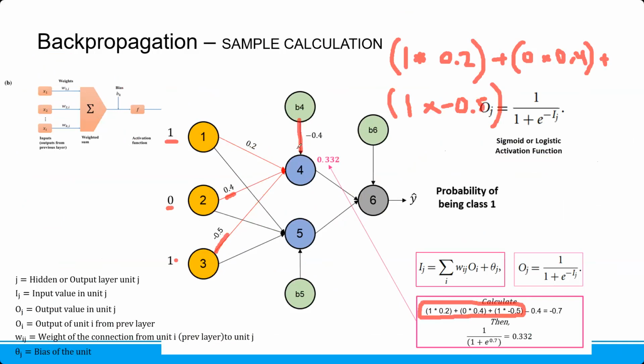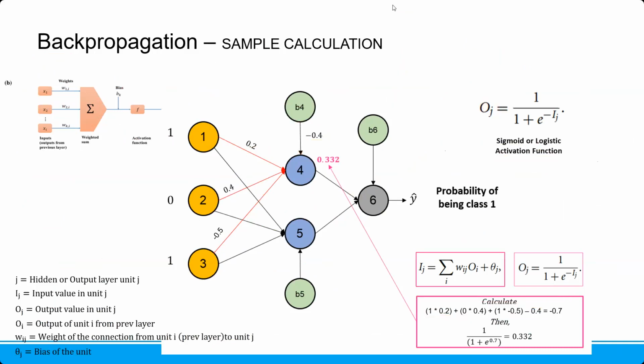We have a bias, so we will add minus 0.4. Then the overall weighted sum is now minus 0.7. After we have the weighted sum plus the bias, now let's consider the activation function, and this activation function is the sigmoid or logistic activation function.